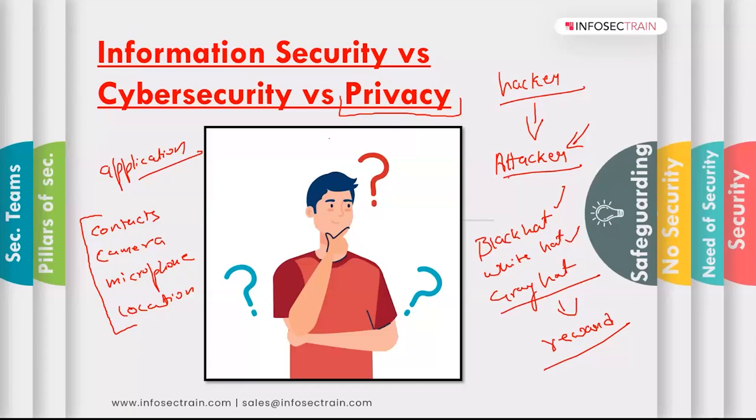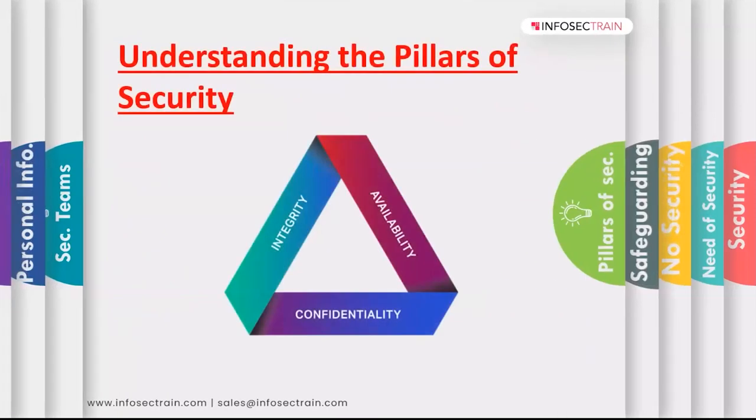Perfect. So that is information security, cyber security, privacy, and some hacker types. Great. Now, let's move ahead and talk about the pillars of security. There are three main pillars of security on which our security relies: confidentiality, integrity, and availability.